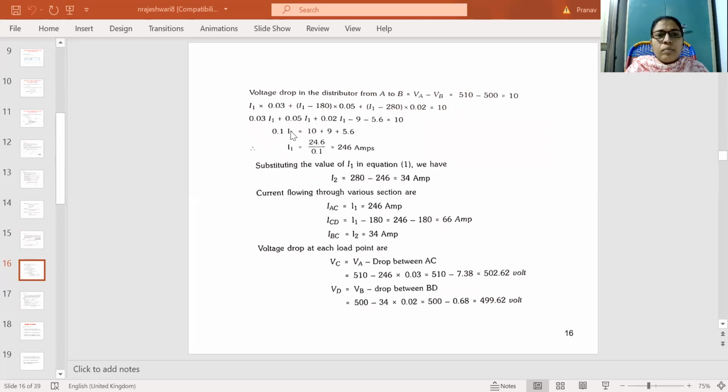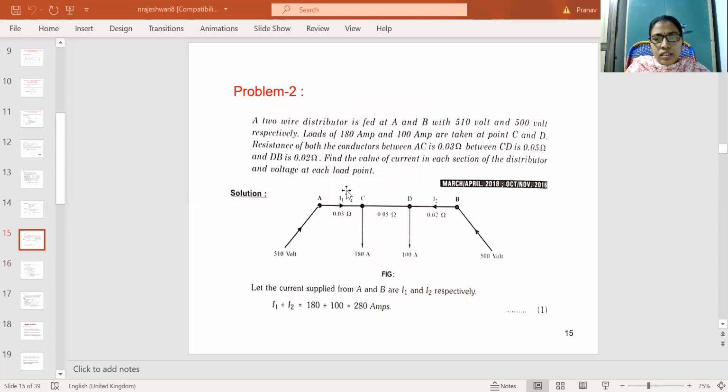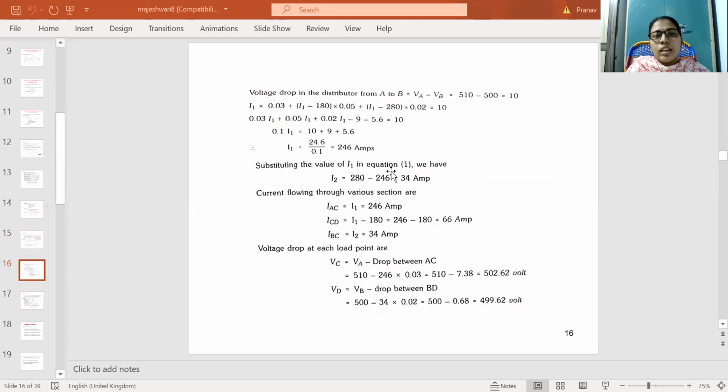So by simplifying this equation, 0.03 I1 plus 0.05 I1 plus 0.02 I1 minus 9 minus 5.6 is equal to 10. So 0.1 I1 is equal to 10 plus 9 plus 5.6, which gives I1 equal to 24.6 by 0.1, 246 amperes. By substituting the value of I1 in equation 1, we'll get I2. So I2 is equal to 280 minus 246, which is equal to 34 amperes, the I2 current.